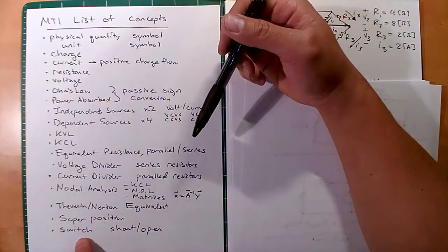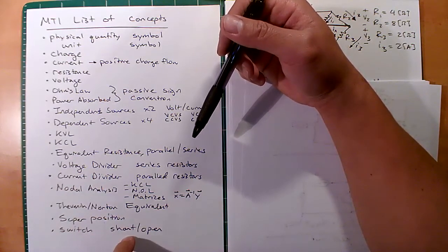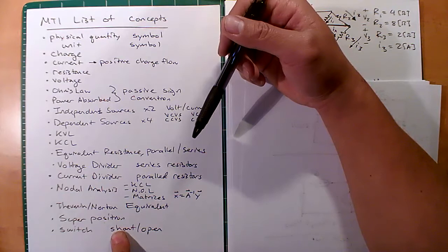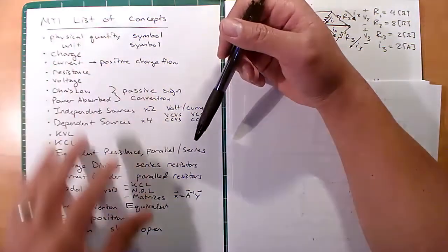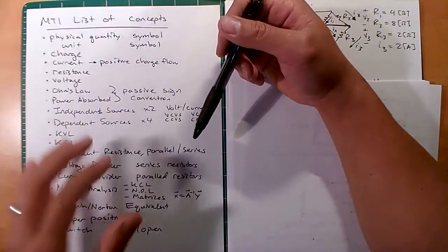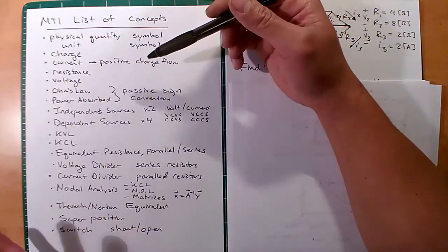The last thing, forgot to mention, switch, open and short. What are the consequences? For a shorted condition, you have 0 voltage, but any current. For an open circuit, you have any voltage, but no current, okay? Of course, there's much more detail that's going around, but these are just kind of the headers, right?